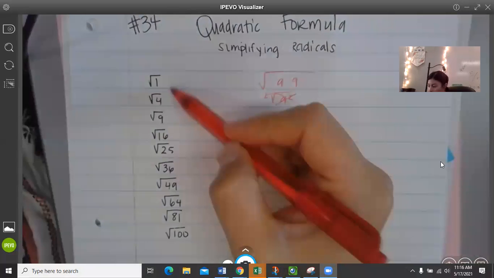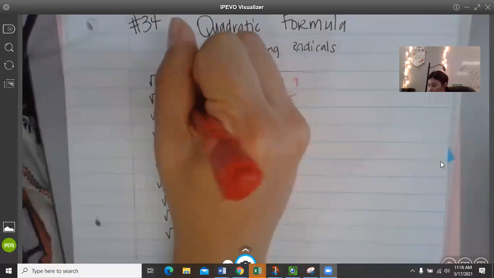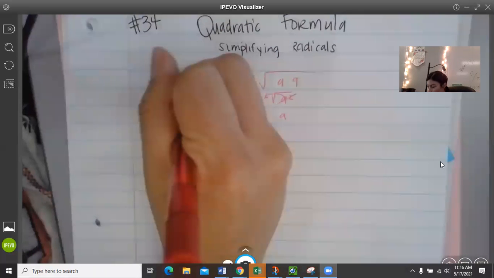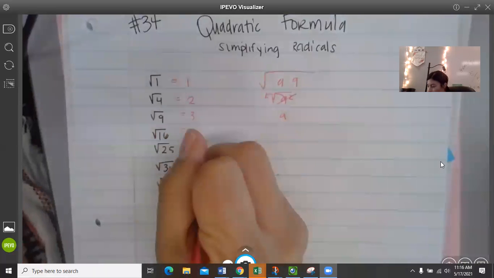Because the square root of 1 is 1. That means 1 times 1 is 1. The square root of 4 is 2 because 2 times 2 is 4. And so forth. So that's why you have to memorize. These are the perfect squares.